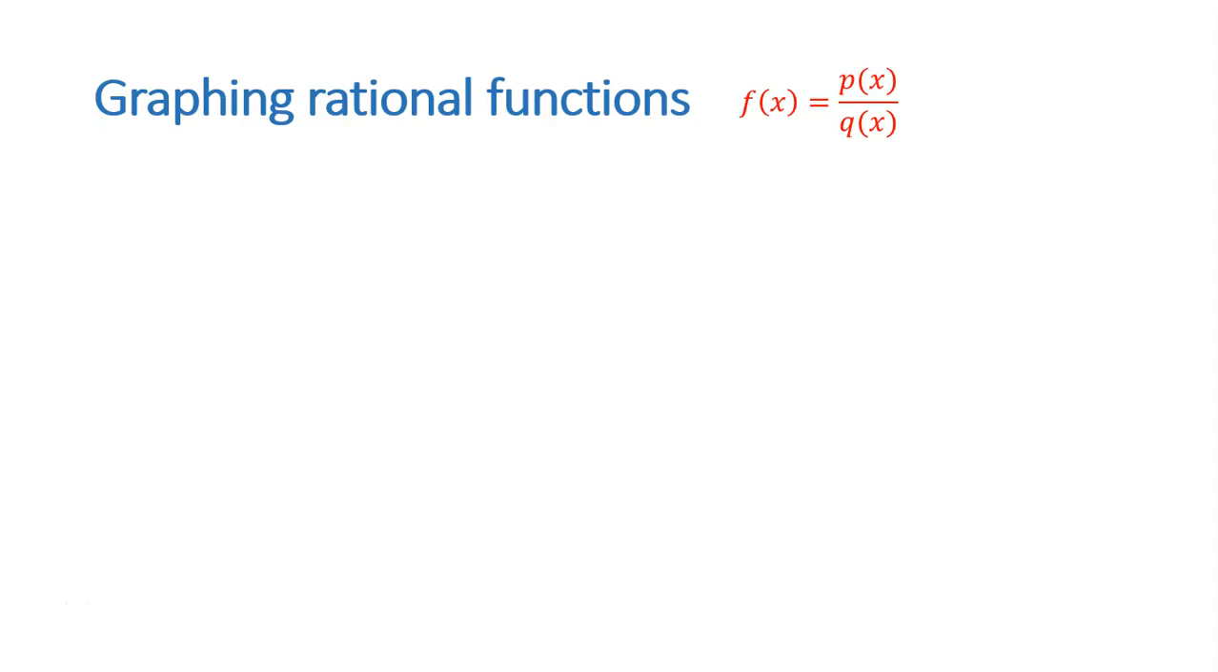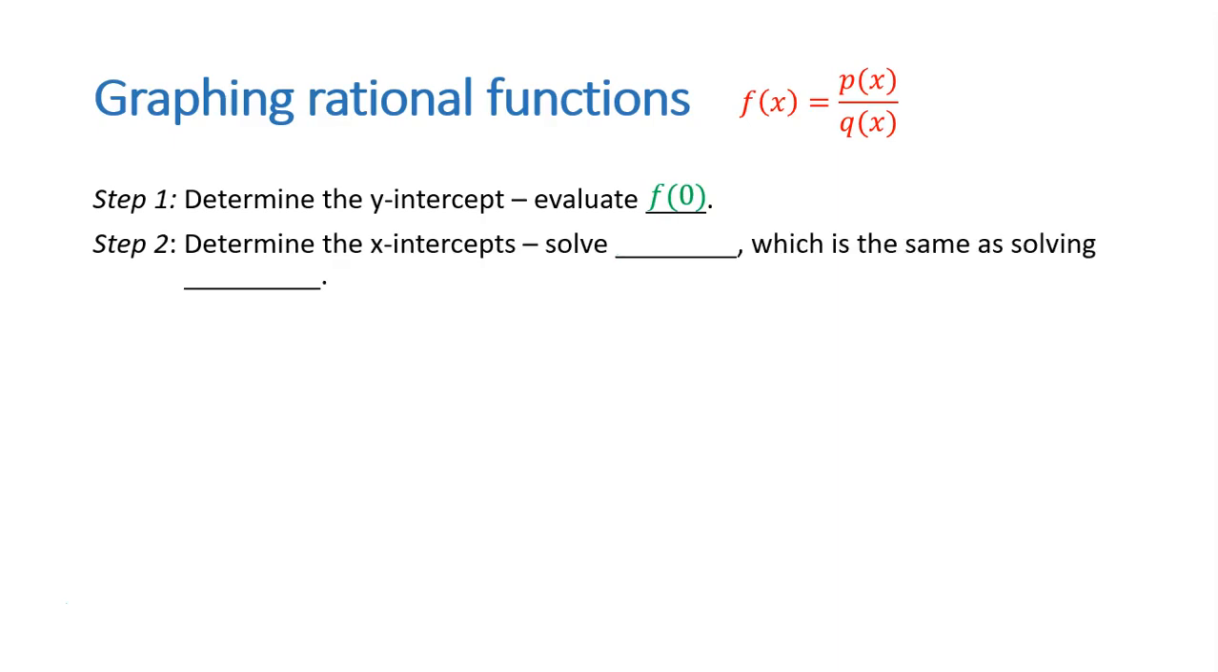Each of these polynomials plays key roles in how we generate the graph. The first thing we want to do, typically the easiest, the fastest thing to find, is the y-intercept, which we can find for any function. It's always found by evaluating f of 0. So if we let x be 0, we want to determine what's the y value that goes with an x value of 0. So first thing, find your y-intercept. Next step, determine the x-intercepts.